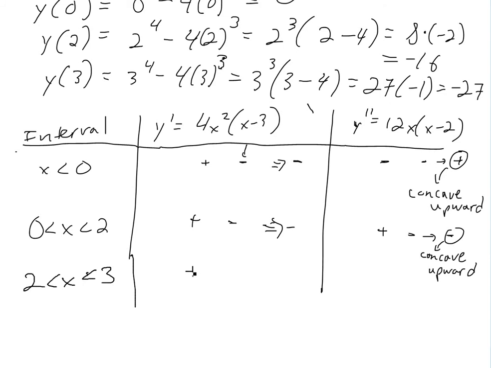So between these two, this 4x squared is going to be positive again, and this one's going to be negative because it's less than 3, so we're still going to keep going downwards because the derivative is negative. And this one, 12x, is positive, and then this is greater than 2, so this will be positive as well, so we're going to have positive, and this is concave upwards.